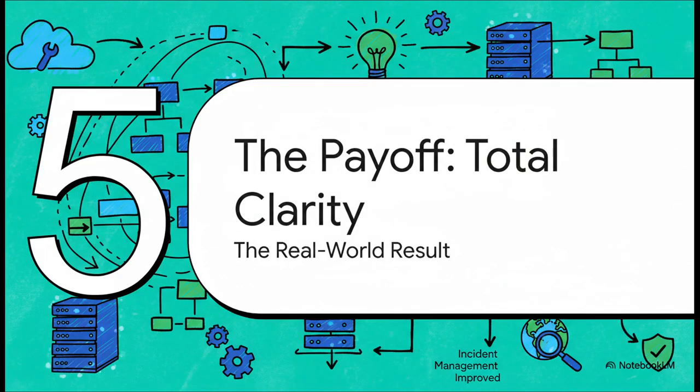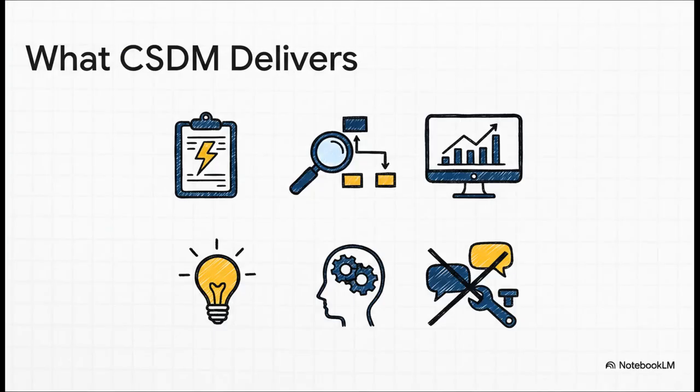So let's bring this all home. What is the real-world, day-to-day payoff for an availability team that actually commits to implementing CSDM? Well, it all boils down to one word: clarity. Total clarity. CSDM delivers real, tangible benefits. You resolve incidents way faster because tickets go to the right people from the start. You finally understand the true blast radius of a failure because you can see all the service dependencies. You get accurate availability reports you can actually stand behind. It lets your team make data-driven decisions. And, maybe best of all, it lets you stop debating and start fixing.